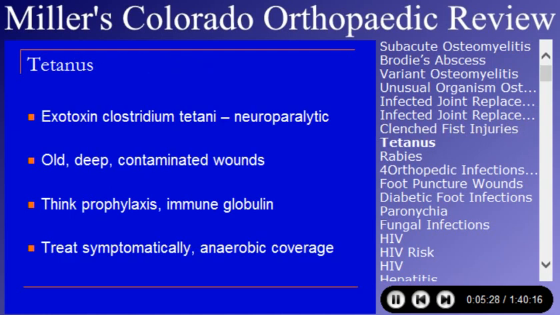Tetanus, by and large, is handled in the emergency rooms, who are very much sensitized to it, but it is something that you should be cognizant of. It is a neuroparalytic disease. It occurs as an effect of an exotoxin from Clostridium tetani. It tends to occur in old, deep, and contaminated wounds. If people have had tetanus prophylaxis within 5 years, they probably don't need to be reprophylaxed. If they don't know or are convinced they haven't had it, then think prophylaxis.